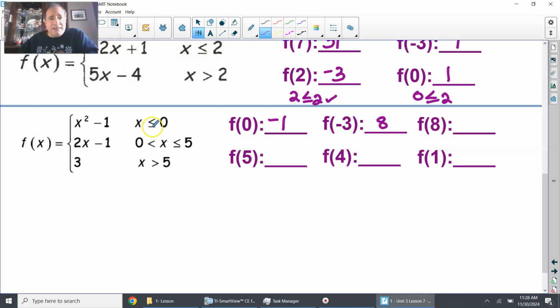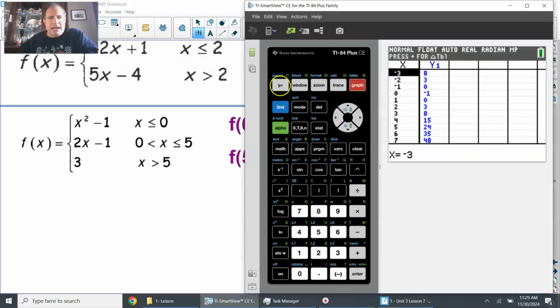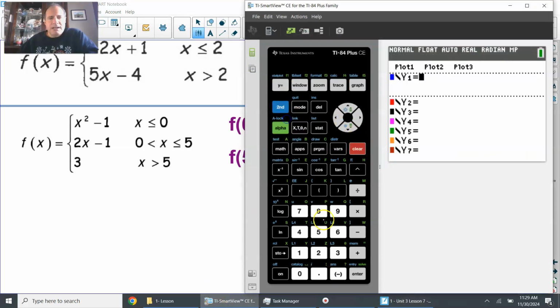Now, 8 is not less than or equal to 0. 5 is not less than or equal to 0. 4 is not less than or equal to 0. 1 is not less than or equal to 0. So I'm going to go back, and now I'm going to go to the second one. This is 2x minus 1.